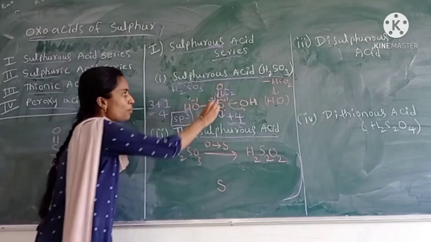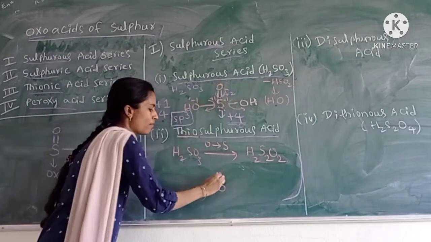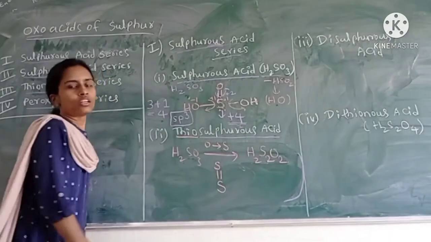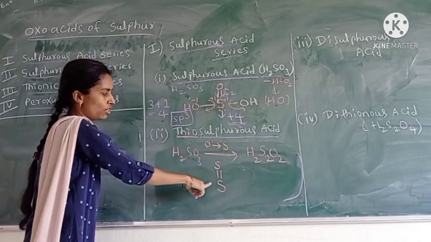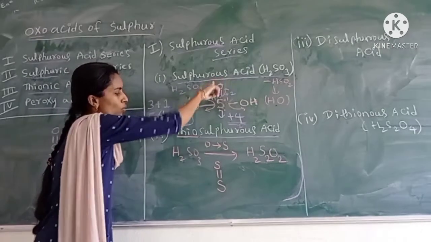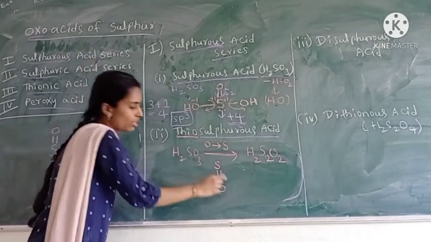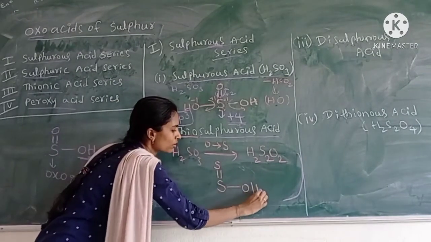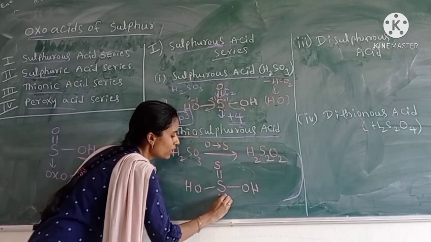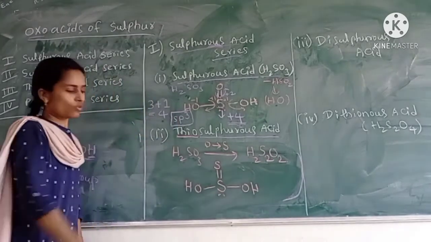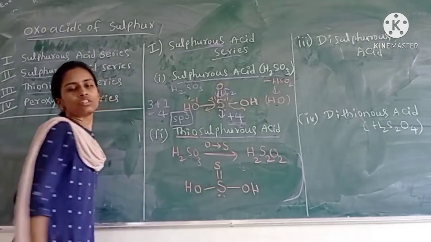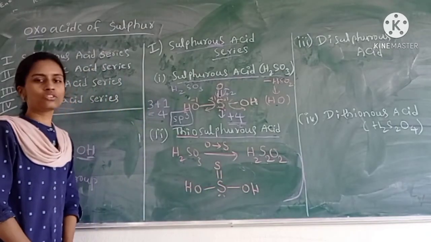And in place of oxygen here, you have to put sulfur. So only that is the difference between the sulfurous acid structure and the thiosulfurous acid structure. Just in place of double bond O, you put double bond S, and then OH, and then OH, and 1 lone pair will be remaining. So H2S2O2, this is the thiosulfurous acid structure.